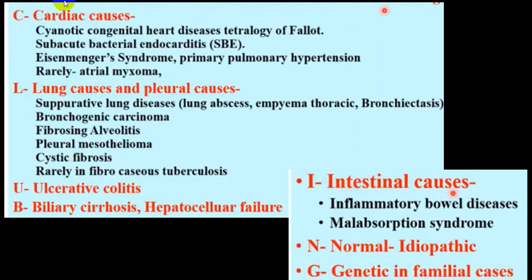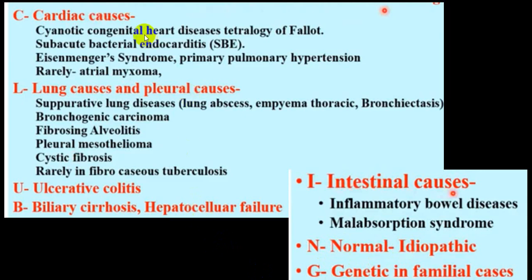There is another way of remembering: C for cardiac causes, R for lung, U for ulcerative colitis, B for biliary cirrhosis, and another B for bronchiectasis and bronchogenic carcinoma. These two are the second B. Then I for intestinal causes, N for normal or idiopathic, and G for genetic or familial.